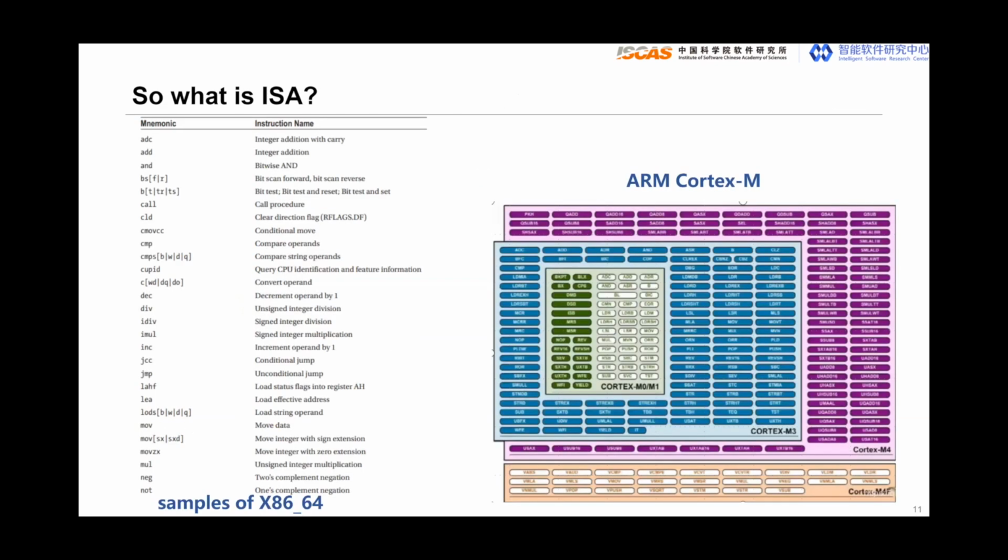So what is ISA? I'll give some samples of x86, and it's actually like assembly code. And in the last column, I also give the example of ARM, as this table shows. So we can see that ISA is actually many symbols that help us with coding.